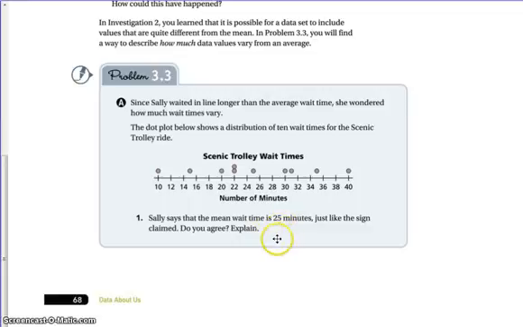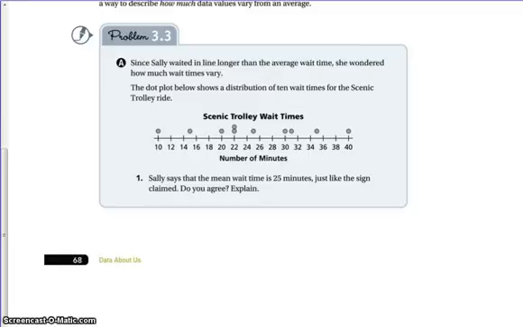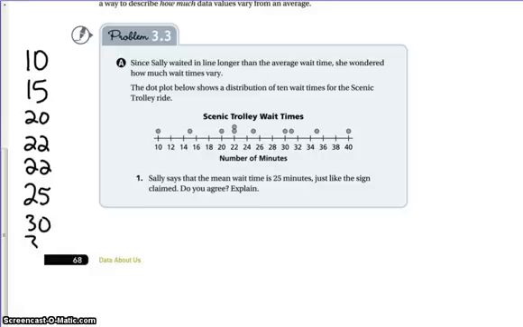The first thing we're going to do is add up all of the values and actually find the mean of this time. So we're going to start by adding up the times here. There's a dot at 10, then a dot halfway between 14 and 16, that would be 15, one at 20, two at 22, so 22 plus 22, one at 25, one at 30, one at 31, one at 35, and one at 40.